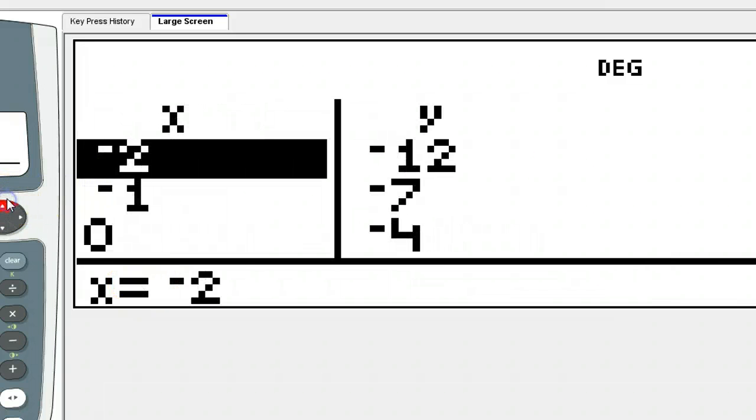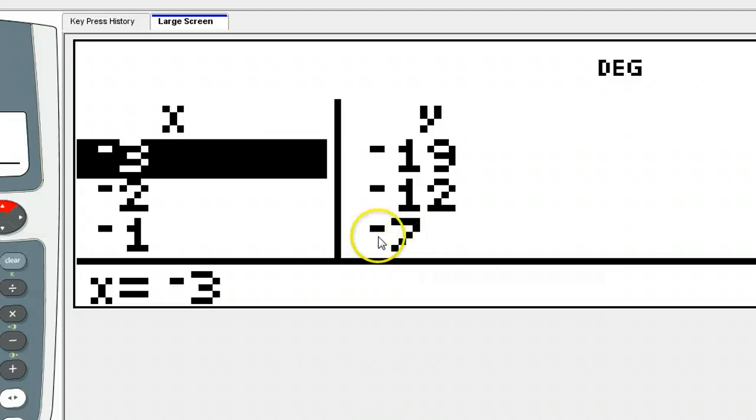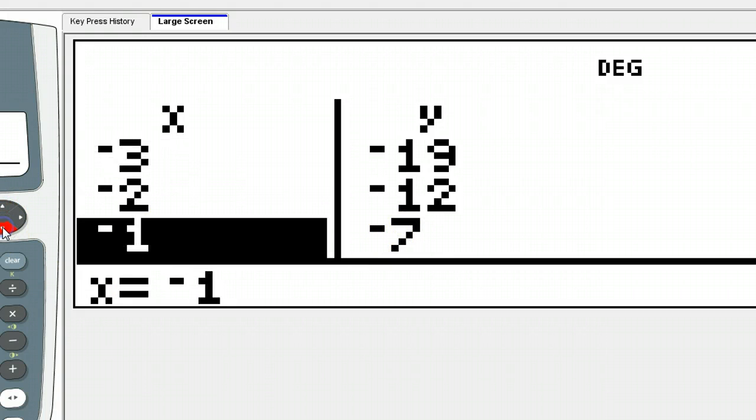I like to start from the top. Okay, so I see the first value that fits is negative 1, negative 7.